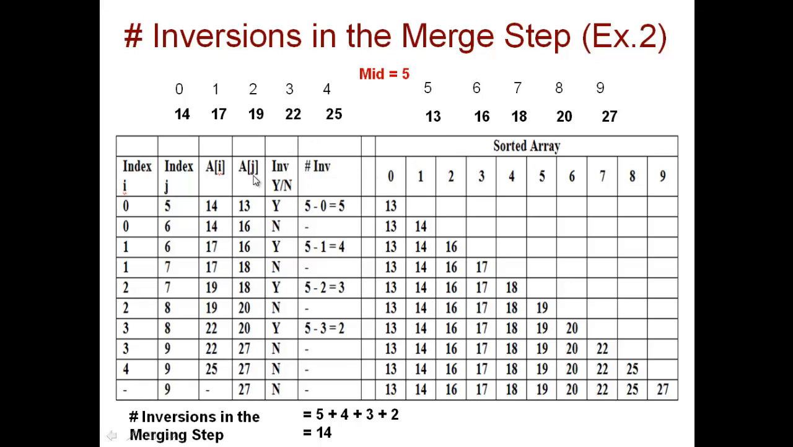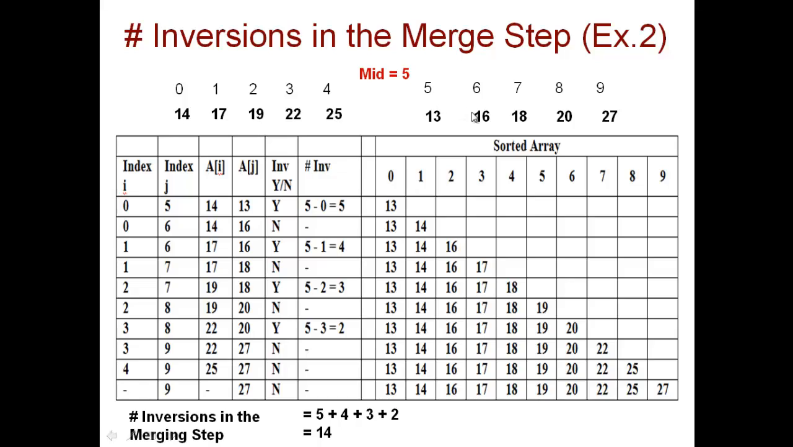So what are those 5 inverted pairs? We saw that in the previous cases. We can write down that too. So 14, 13 is an inverted pair, 17, 13 is an inverted pair, 19, 13 is an inverted pair, 22, 13 is an inverted pair, 25, 13 is also an inverted pair. So those are the inverted pairs we can find just based on this particular value of i and j. So now we have i at 0, j is at 6.